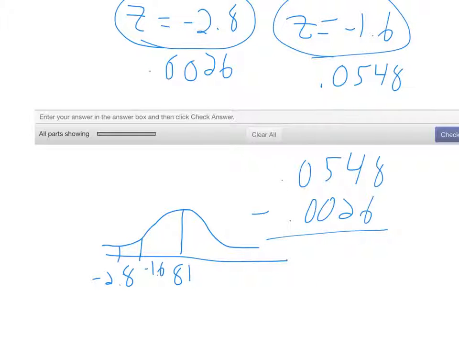which I guess comes out to, let's see, 0.0522. And again, it's nice to work these out by hand and with the table, but with technology, the graphing calculator or StatCrunch, it'll make short work of a problem like this.